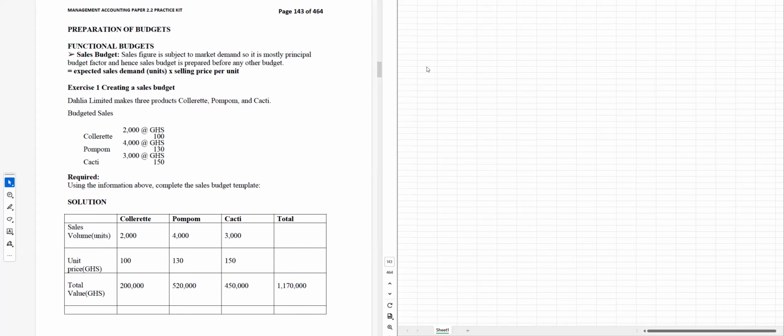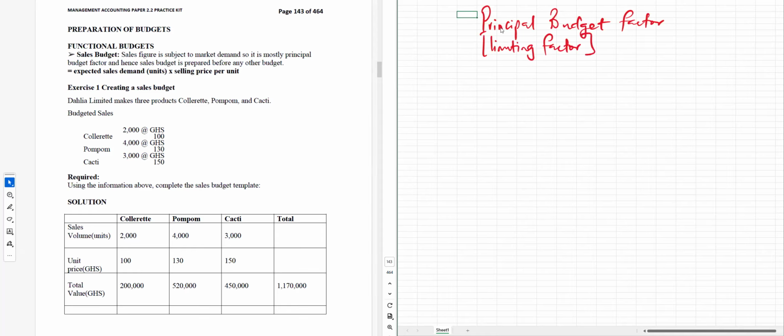Anytime you want to start preparing a functional budget, it always starts with your principal budget factor, okay? And then we prepare this budget with our principal budget factor. Now, the principal budget factor is simply your limiting factor. Are you getting it? What limits you based on what you have? That is what you are going to use to prepare the budget so that you are within the budget.